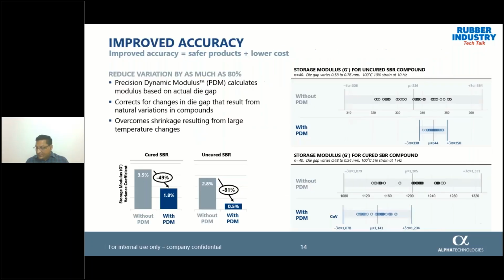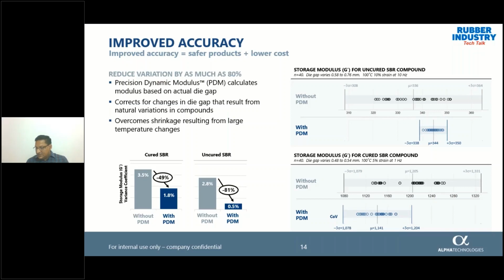So the PDM technology uses real-time shape vector for calculation of modulus. Since the shrinkage is being actively monitored, the shrinkage is actively compensated to reduce the sample slippage. Whenever we are actively controlling the sample and actively monitoring the sample slippage, that's why we are able to minimize the sample slippage during dynamic deformation.